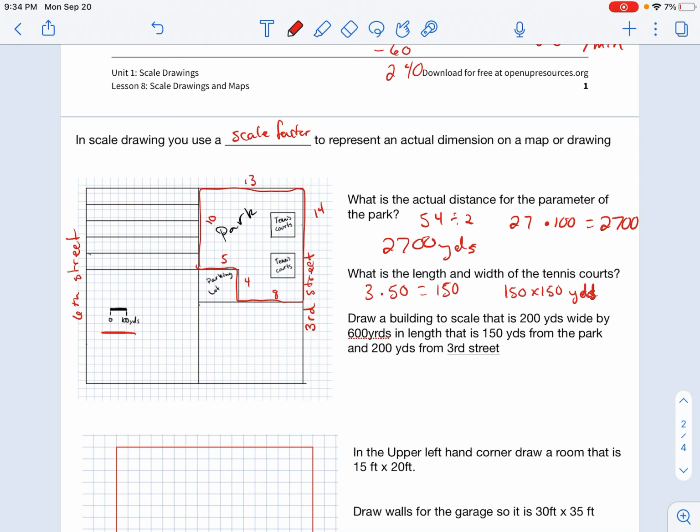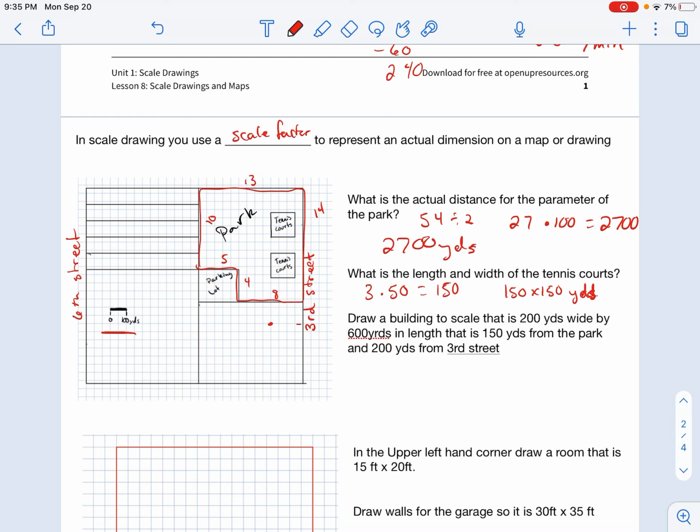So we're going to go 3 squares away, and it has to be 200 yards from 3rd Street, so that's 4 squares away. So right there is where we're going to start. It's 1, 2, 3, 4. It's 4 squares, which would be 200 yards away from 3rd Street, and it's 1.5 or 3 squares away from the park. So that's just to reference our starting point.